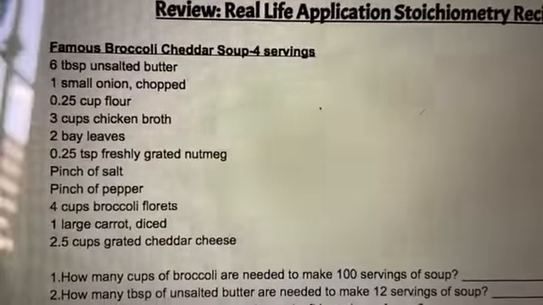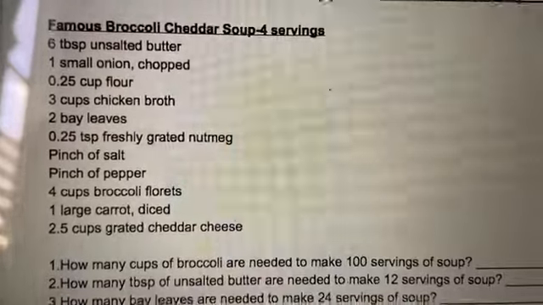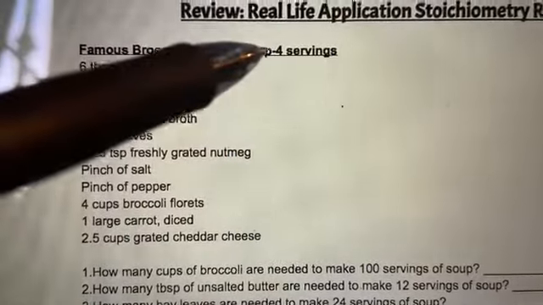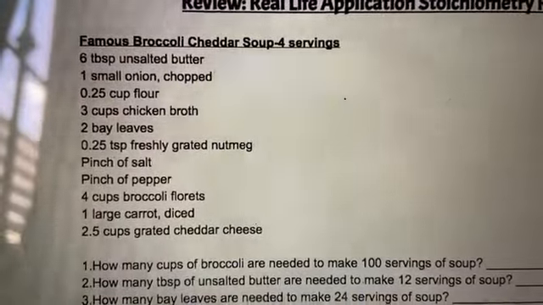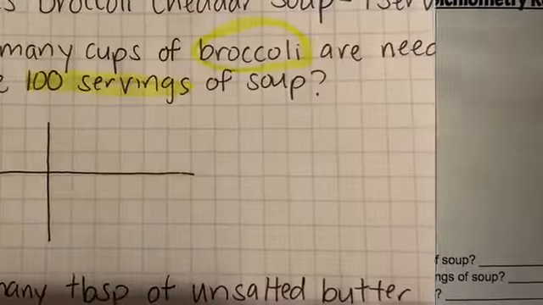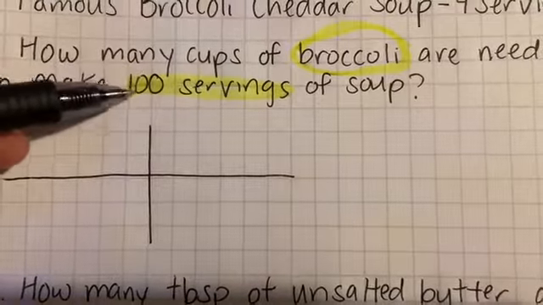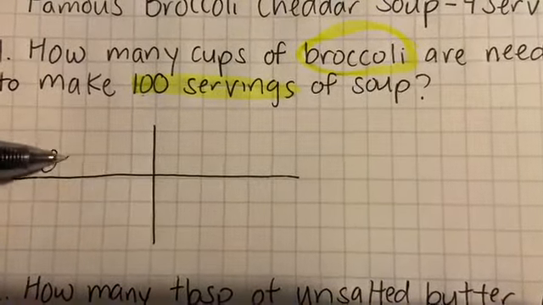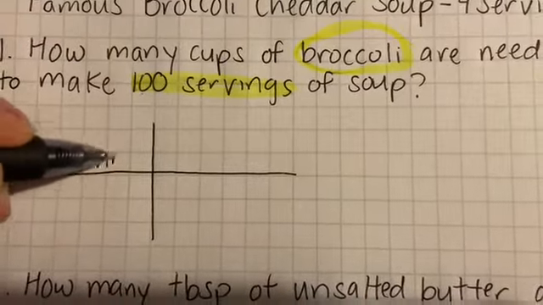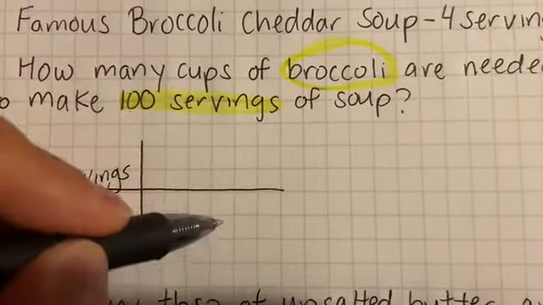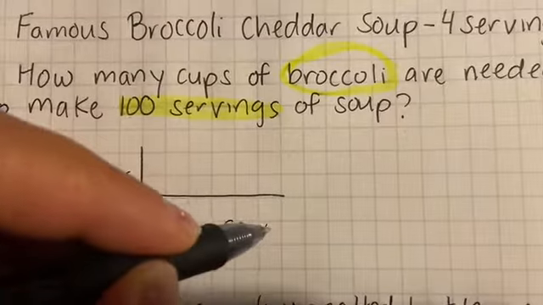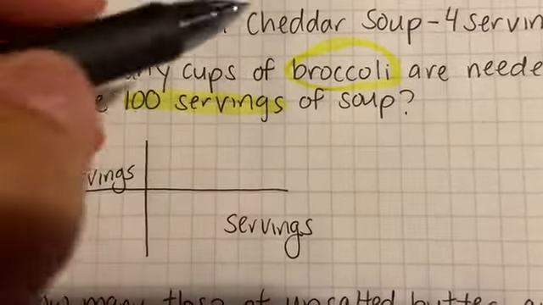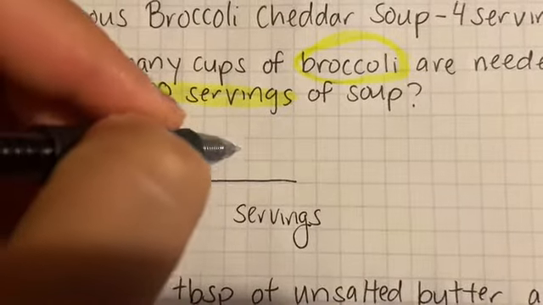Okay, so I'm going to do my setup based off of that, and I need to reference. So for number 1, it's asking me for cups of broccoli. I know that I need 4 cups of broccoli in order to make 4 servings of soup. So I'm going to use that in my setup. So I did my little T-chart setup. I plug in my given unit here, my given number. So 100 servings. That means servings goes at the bottom right because it's my given unit. And I want my answer to be in broccoli, so I'm going to put that in the top right, broccoli.